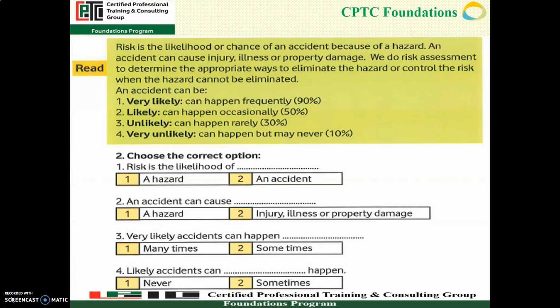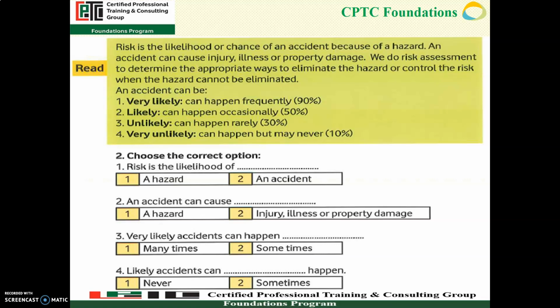Okay, so let's move to the answers. With question number one, risk is the likelihood of a hazard or an accident. Of course, it's the likelihood of an accident. And then number two, an accident can cause a hazard? No, a hazard is there before the accident. It's sort of the possibility of having an accident. But it's actually the cause of, an accident can cause injury, illness, or property damage.